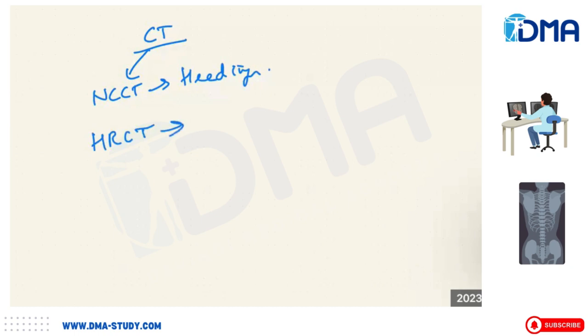Then coming to CT scan. In CT, of course, it was discovered by Godfrey Hounsfield, and hence you got the Hounsfield units. You have non-contrast CT, which you use for head injury and acute management. Whereas high resolution CT scan, the HRCT, is mainly used for diagnosing lung parenchymal issues. Maybe an interstitial lung disease or bronchiectasis or COVID. All lung parenchymal issues, you usually use this HRCT.